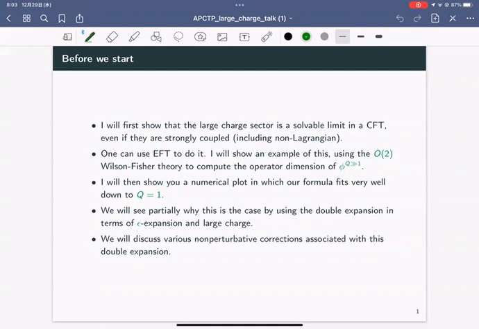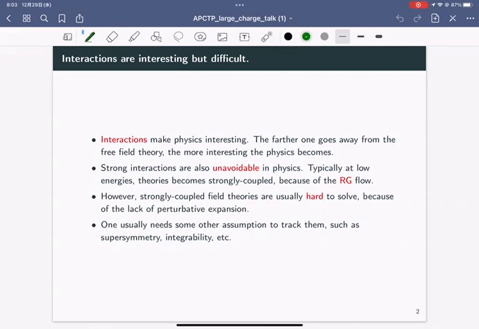Okay, so, real introduction. Interactions make physics interesting. The farther one goes away from free field theory, the more interesting the physics becomes. And strong interactions are also unavoidable in physics because typically at low energies, theories become strongly coupled because of the renormalization flow. However, strongly coupled theories are usually hard to solve because of the lack of a perturbative expansion. And one usually needs some other assumption to tackle them, such as supersymmetry, integrability, duality, etc.